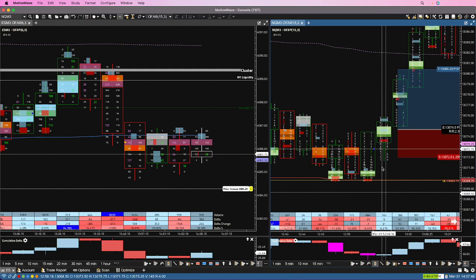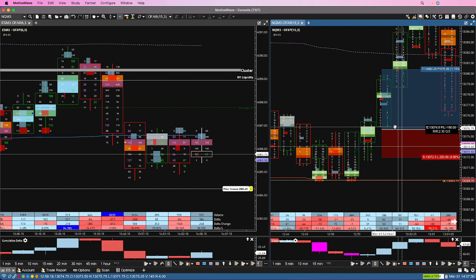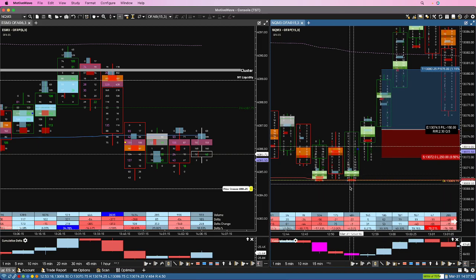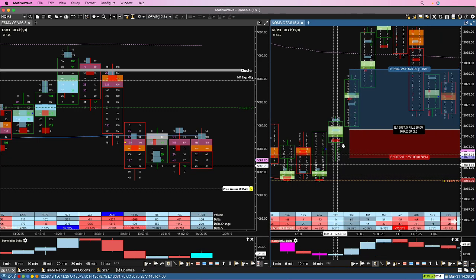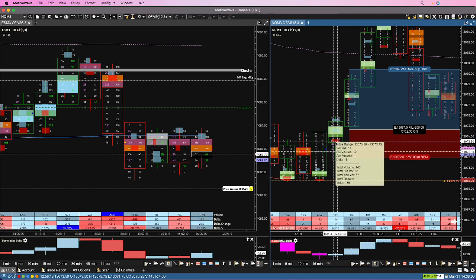Okay, here we have a break of structure. Here we have trapped sellers. Here we have buyers' aggression with the buyer cluster. And look at this candle. This is perfect. Look at how huge this box is.